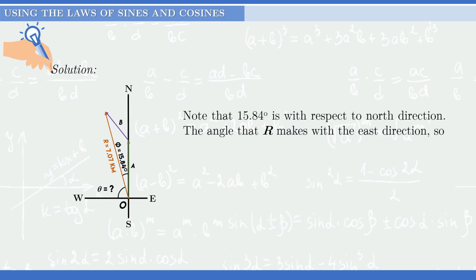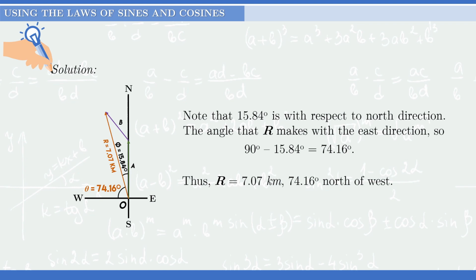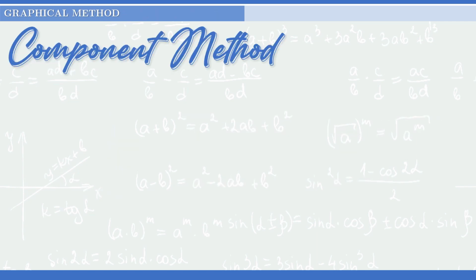Note that phi, which is equal to 15.84 degrees, is with respect to the north direction, the angle that the resultant makes with the east direction. So, 90 degrees minus 15.84 degrees is equal to 74.16 degrees. Thus, the magnitude and the direction of the resultant is 7.7 kilometers, 74.16 degrees north of west. The component method is generally used when more than two vectors are to be added.